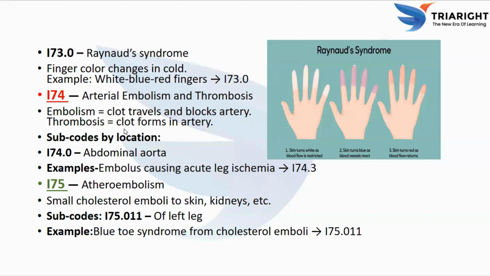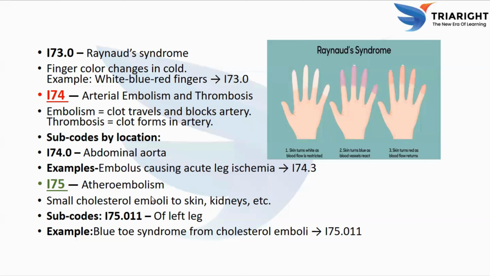So next, it's I75, atheroembolism. What do you mean by it? It is not a big clot. It is due to tiny cholesterol crystals breaking off and blocking the small vessels. So what are the common places of atheroembolism? Skin, kidneys, legs and toes.